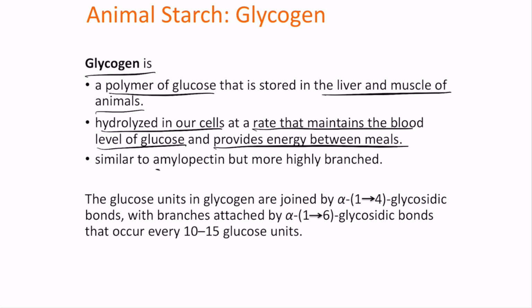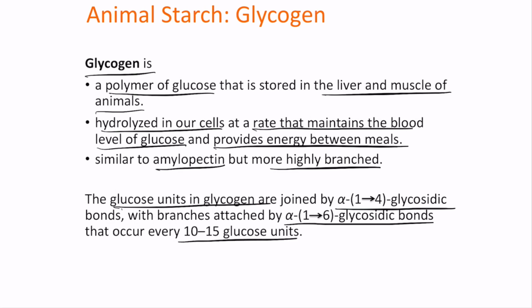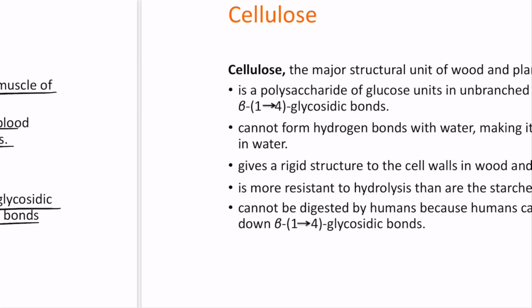The structure is similar to amylopectin, but it's more highly branched. The glucose units in glycogen have alpha 1 to 4 glycosidic bonds with branches attached by alpha 1 to 6 glycosidic bonds, and that occurs every 10 to 15 glucose units. This is the way your liver stores energy. And this is how insulin controls your blood sugar, by converting glucose into glycogen.